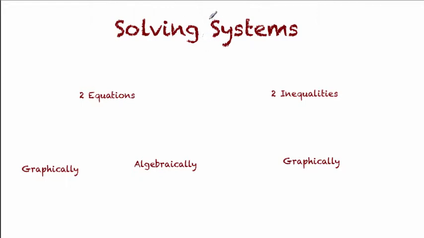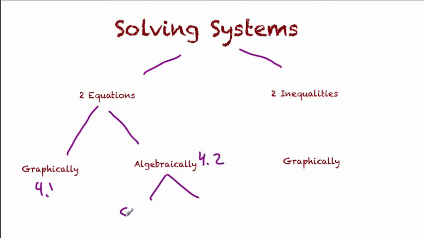Okay, so the whole solving systems unit can be broken down basically into two sections, which can further be broken down, but you're either going to have two equations or two inequalities. If you have two equations, you can solve them graphically, that was section 4.1, or you can solve them algebraically, that was section 4.2. Now, algebraically, we have substitution that we learned, and we have elimination. Okay, so that's how that works out.